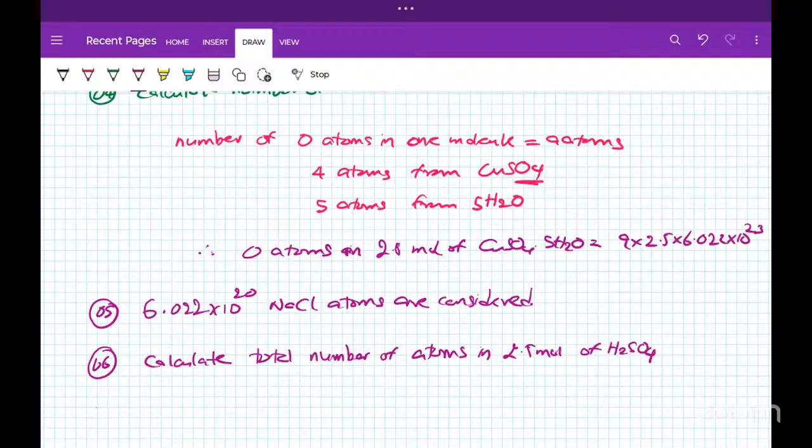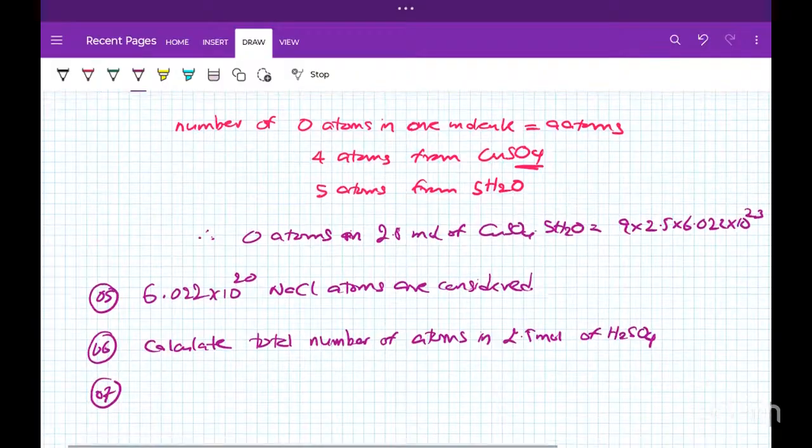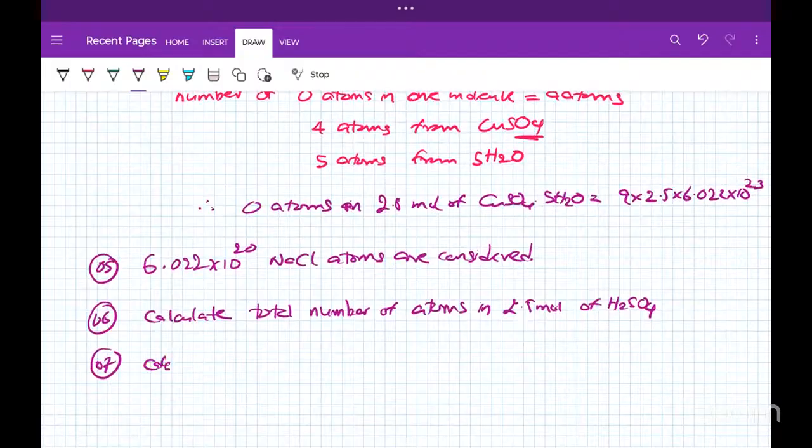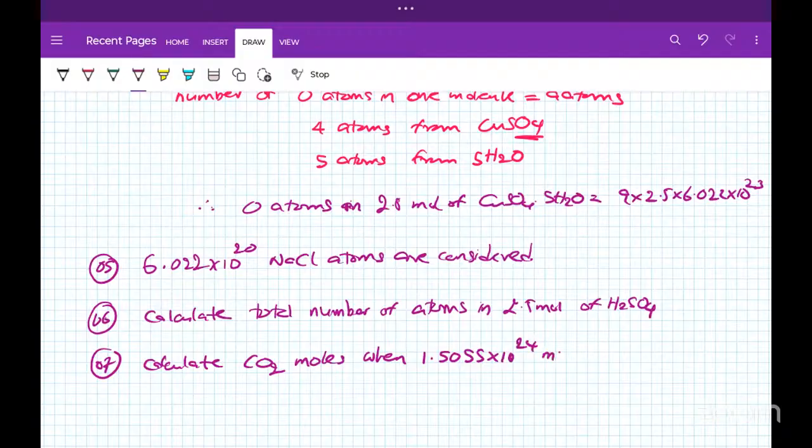Next one, number 7. Calculate carbon dioxide moles when 1.5055 into 10 to the power 24 molecules are considered.